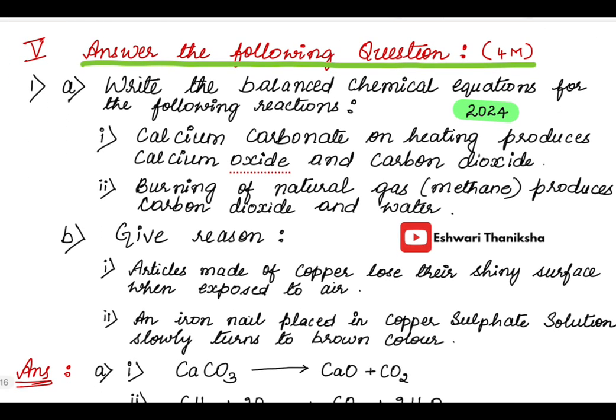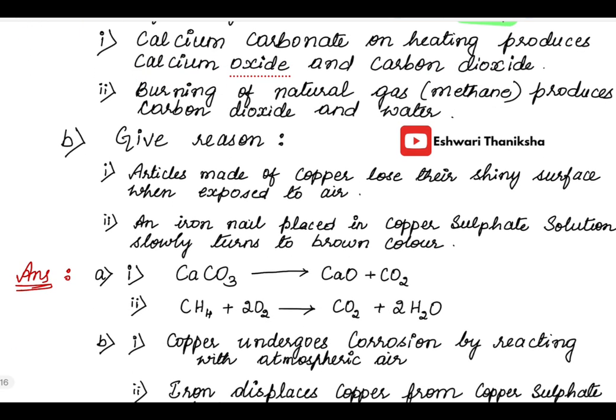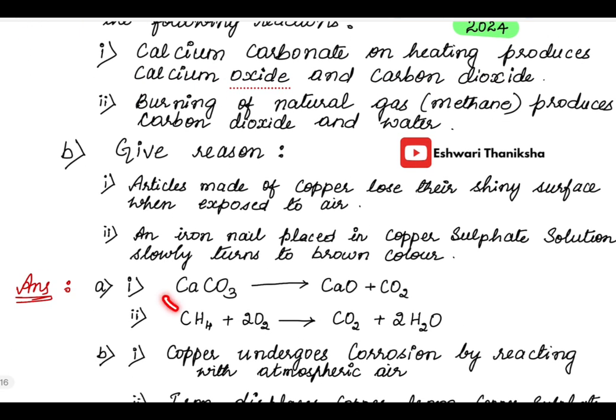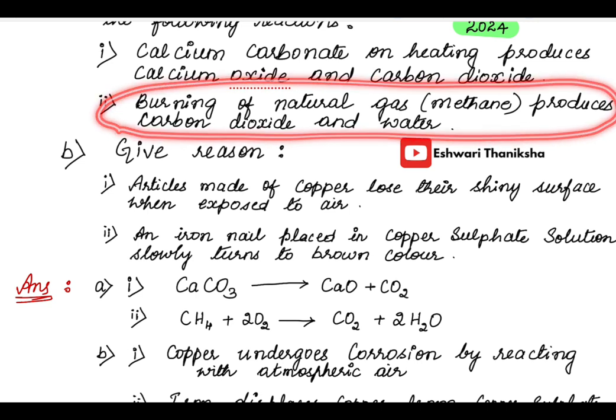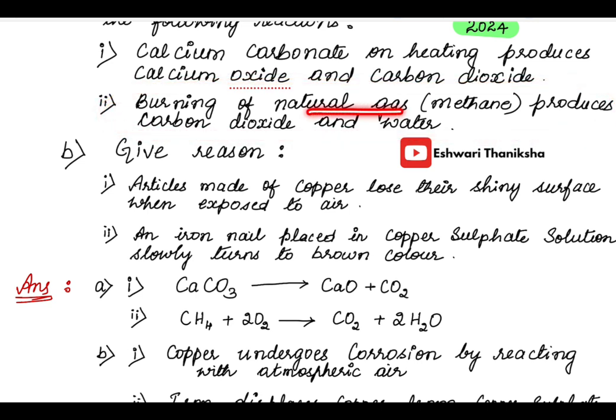Next, 4-mark question. Write the balanced chemical equation for the following. Calcium carbonate on heating produces calcium oxide and carbon dioxide. You have to write the balanced chemical equation for that. Calcium carbonate decomposes to form calcium oxide and carbon dioxide. Second, burning of natural gas produces carbon dioxide and water. Natural gas means methane. So methane, when burned with oxygen, forms carbon dioxide and water.